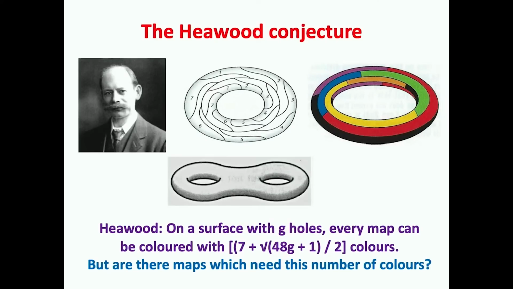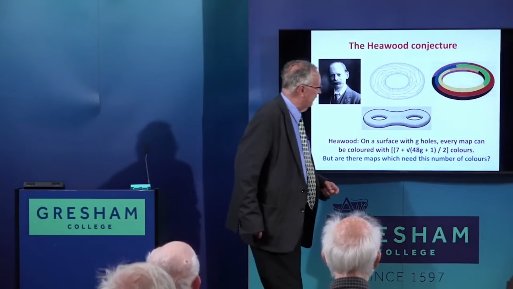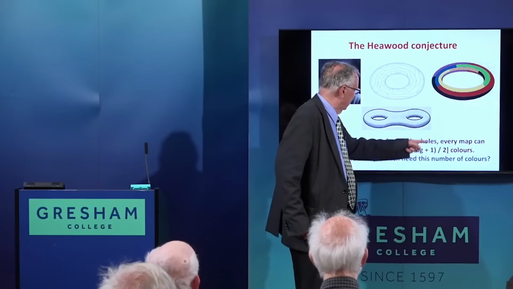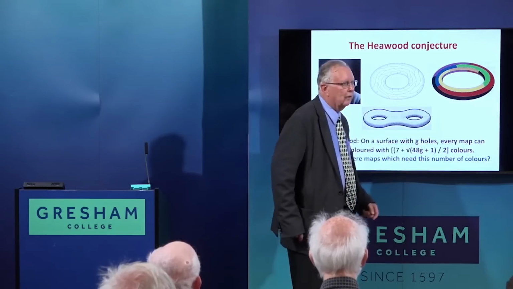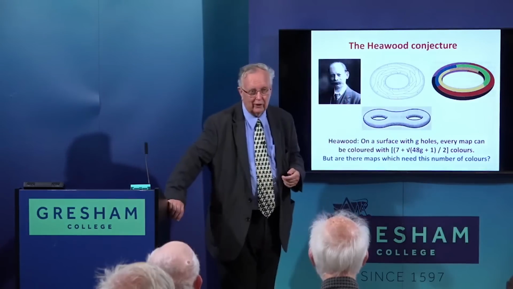For a double torus, one with 2 holes, the answer is actually 8. So how many do you need in general? And Heawood showed that if G is the number of holes, then every map can be coloured with this number of colours. Looks a bit frightening. You take the number of holes, multiply it by 48, add 1, take the square root, add 7, divide by 2, and then take the integer part. And actually, that formula just comes out naturally from the mathematics.